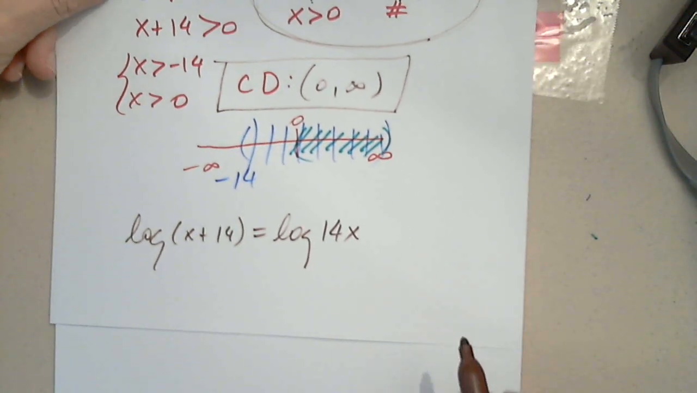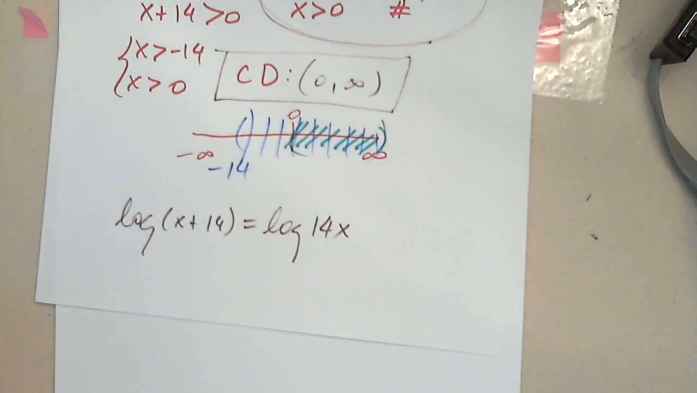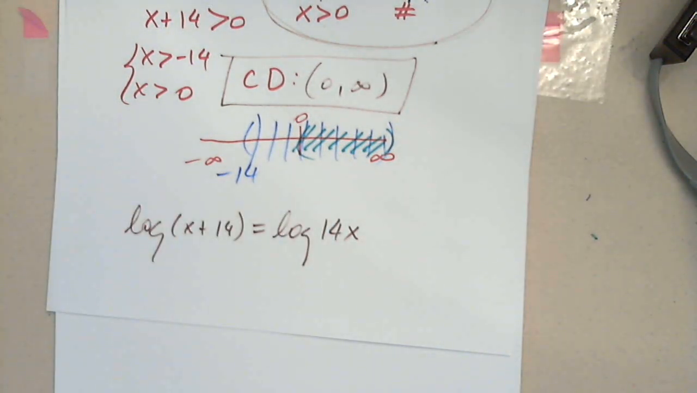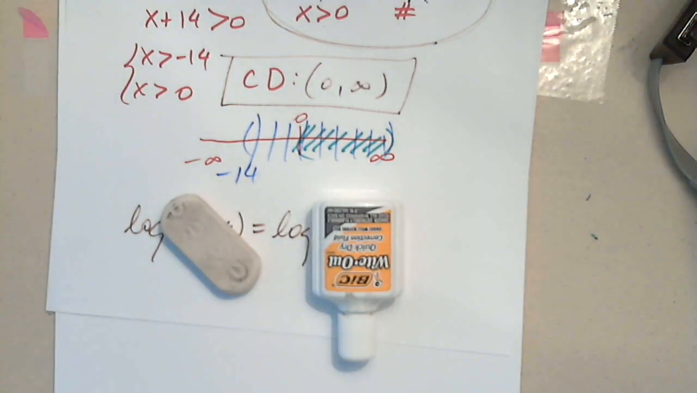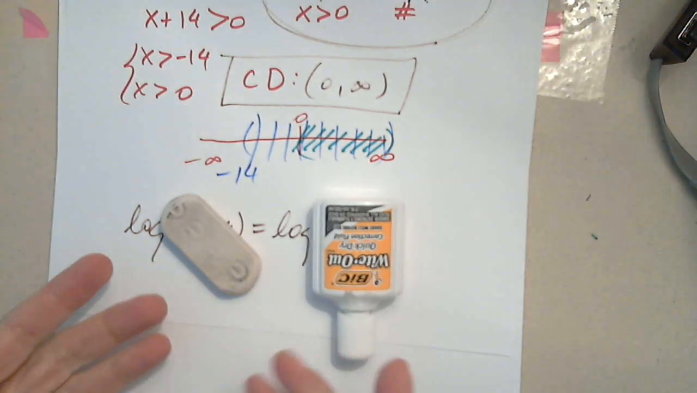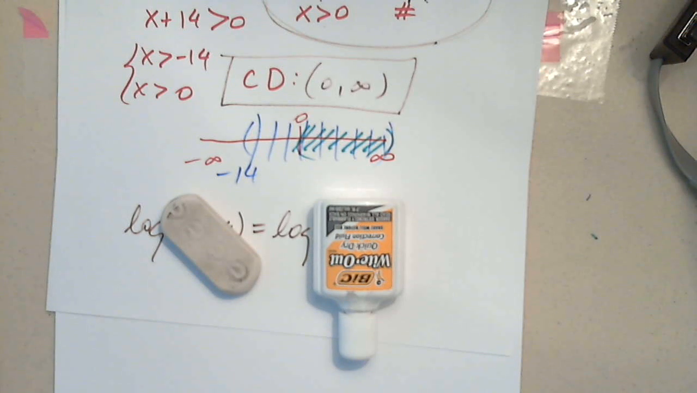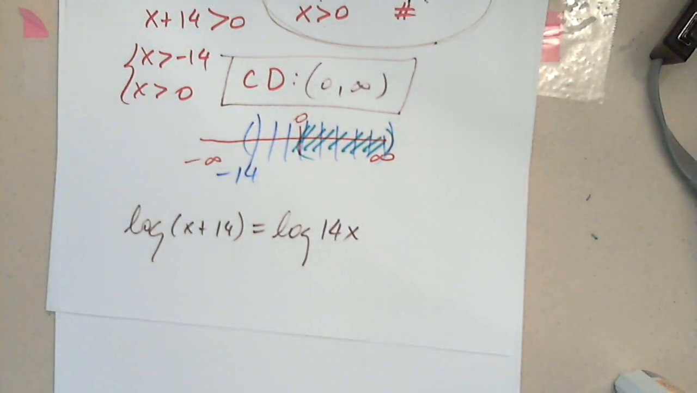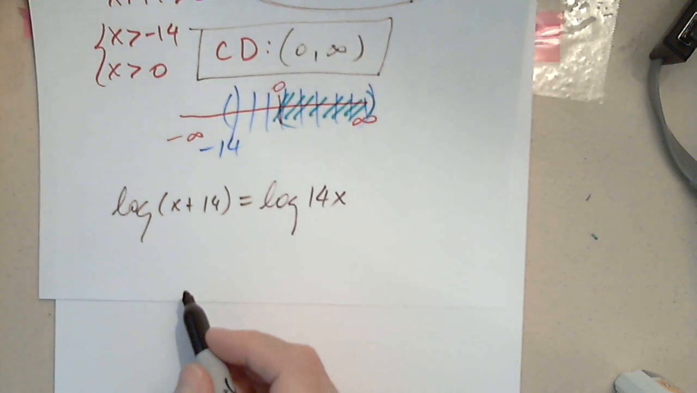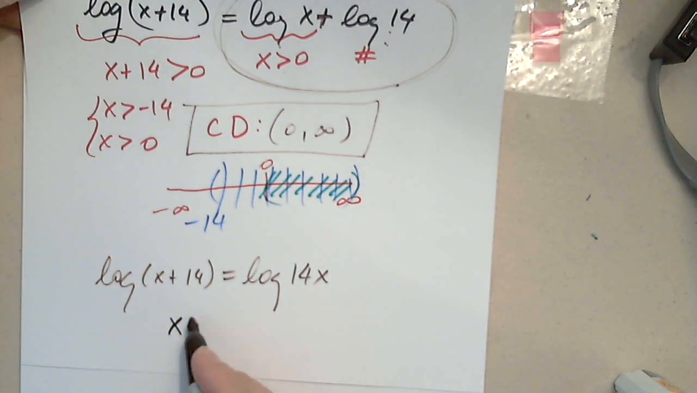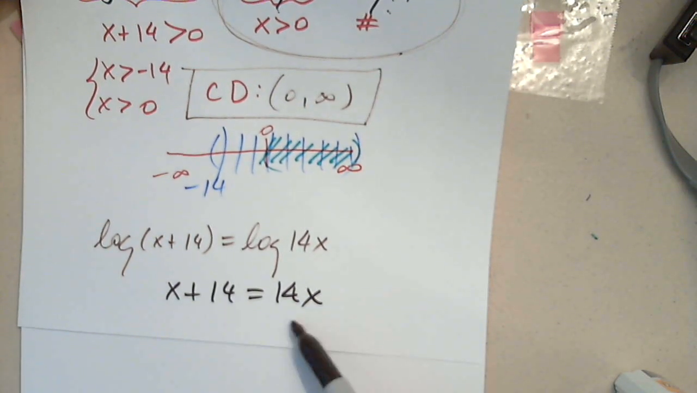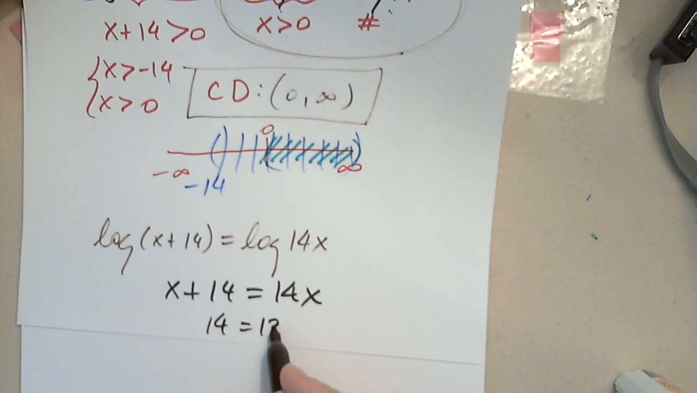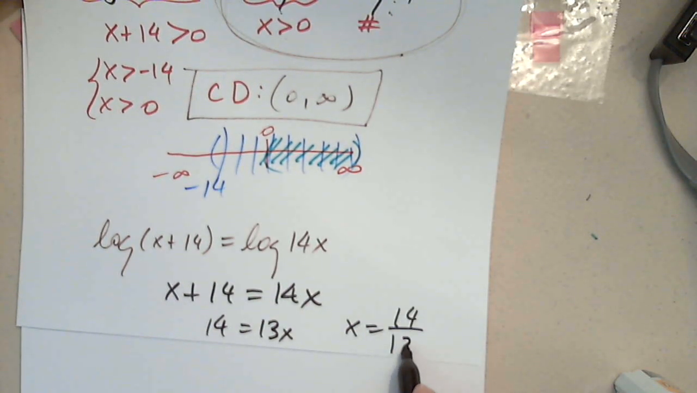Thank you, Bernie. Okay, so now remember, I don't even have to change this into an exponential equation. Why? Because, see my props. Two logs are equal, and they have the same base. What has to happen for this to be true? X plus 14 has to equal 14x. That's it. Of course, I'll subtract x, and I get that x equals 14 over 13.